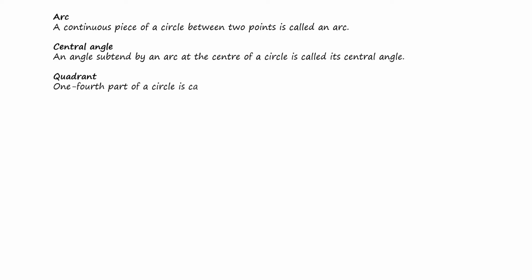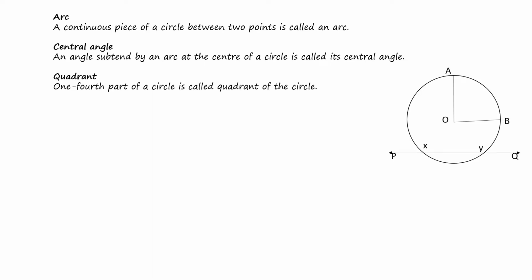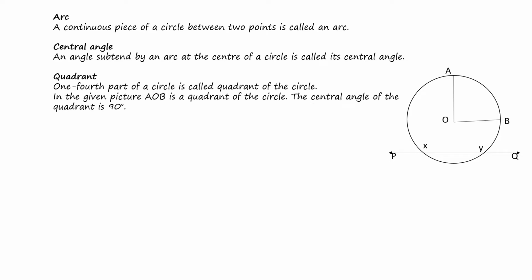Quadrant. One-fourth part of a circle is called the quadrant of the circle. In the given picture, AOB is the quadrant of the circle. The central angle of the quadrant is 90 degrees, because the quadrant is, as it is said, 1/4 of the circle. This complete angle is 360 degrees. As this AOB is the quadrant, it is 1/4. 1/4 of 360 is nothing but 90 degrees.